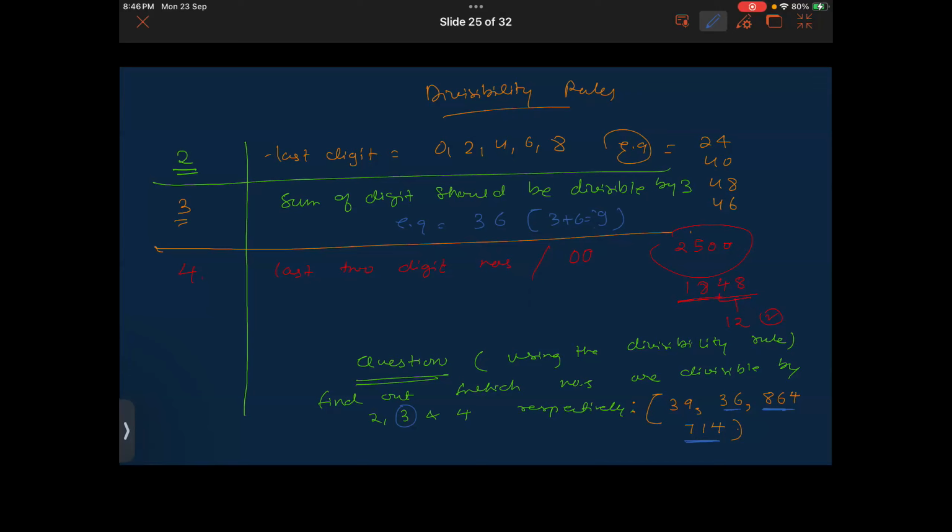No, no, read the rule. What does the rule say? Read this first of all. Oh yeah, 12 is divisible by 3. 3 fours are 12.